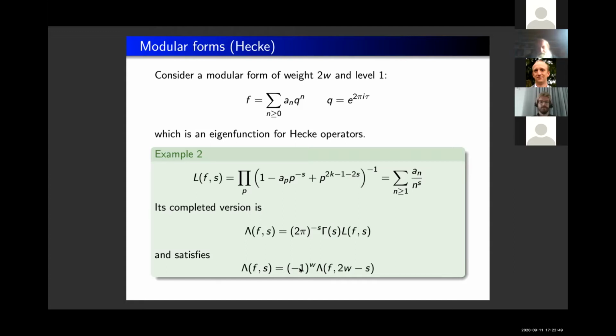And so Hecke also proved that the functional equation is this one here. So the weight is, there's a sign, and the axis of symmetry is 2w minus, there's a fraction 2w minus s. Okay, very classical.